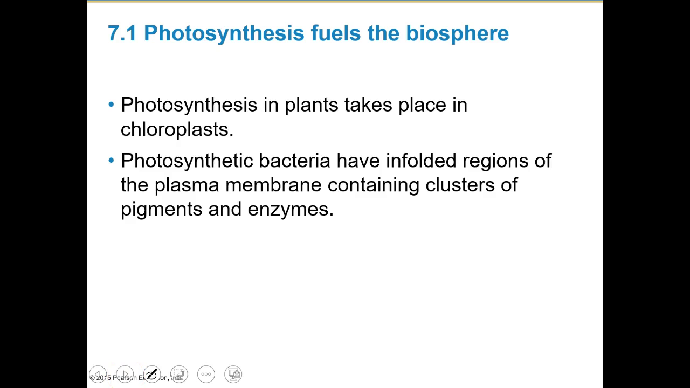So photosynthesis in plants takes place in the chloroplast, and that's a big one to know. Okay, photosynthetic bacteria, so some of those guys have enfolded regions of the plasma membrane containing clusters of pigments and enzymes. We're going to look at all the pigments and enzymes today, and if you think about that, those enfolds will be very similar to some of the stuff that we find in the chloroplast.